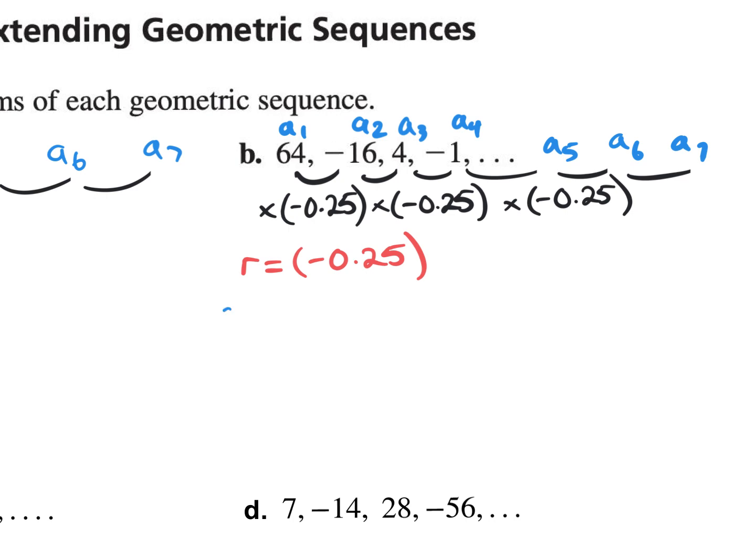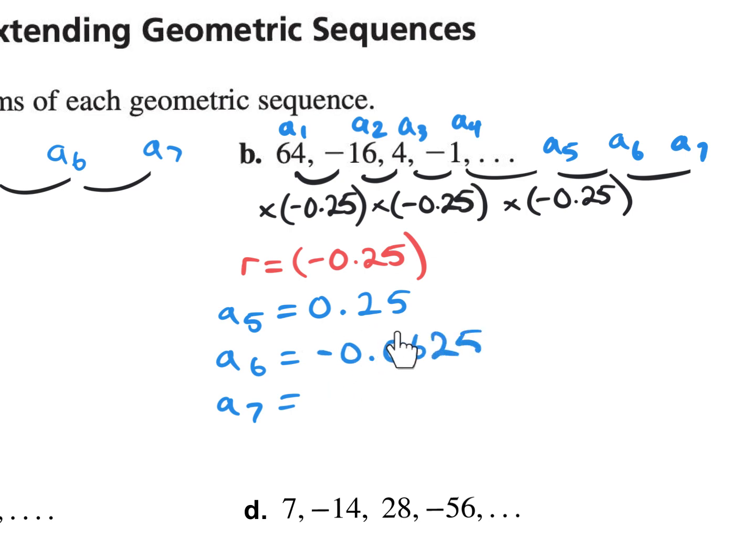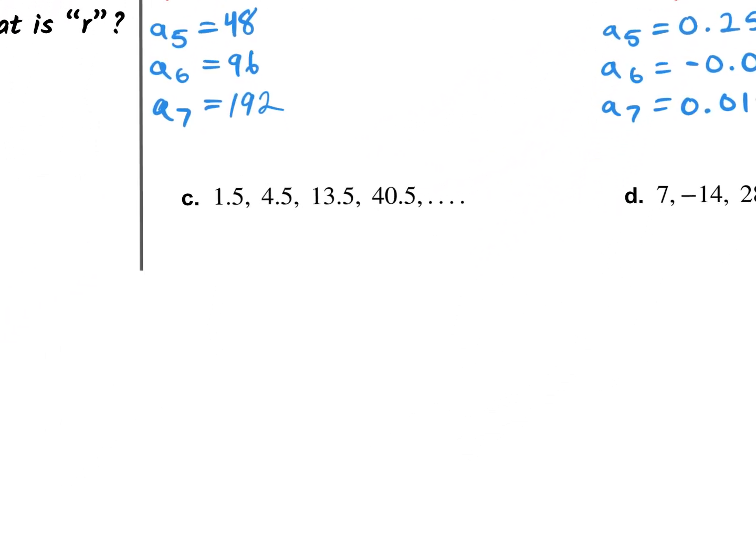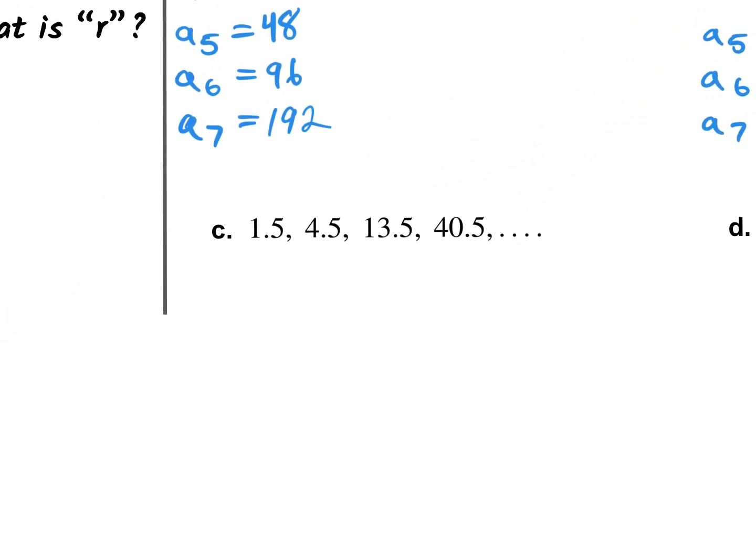I'm going to go ahead and set up our 5th term, 6th term, and 7th term so we can fill these out. Just know we're changing every term by multiplying by negative 0.25. So negative 1 times negative 0.25 gives us 0.25. 0.25 times negative 0.25 gives us the next step. And then we take that number and multiply it by negative 0.25 one final time to get an even smaller decimal. We're not going to waste any time. We're moving on to part C.